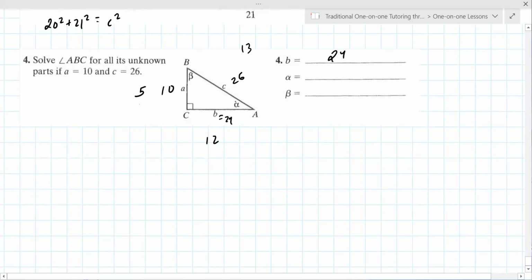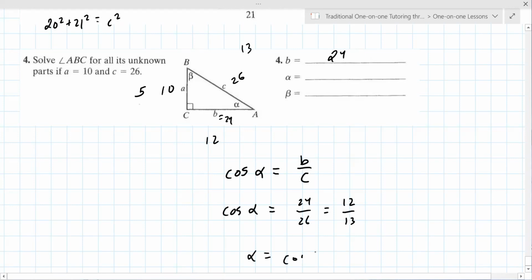Now to find alpha, you have to use a sine, cosine, or tangent. So let's say you like cosine. Cosine of alpha is B over C. Cosine of alpha is then 24 over 26, which is really 12 over 13. To undo cosine, use a cosine inverse. So you definitely need a calculator for that.